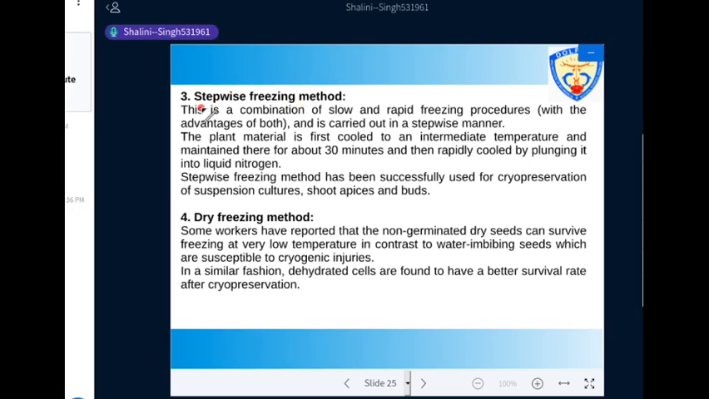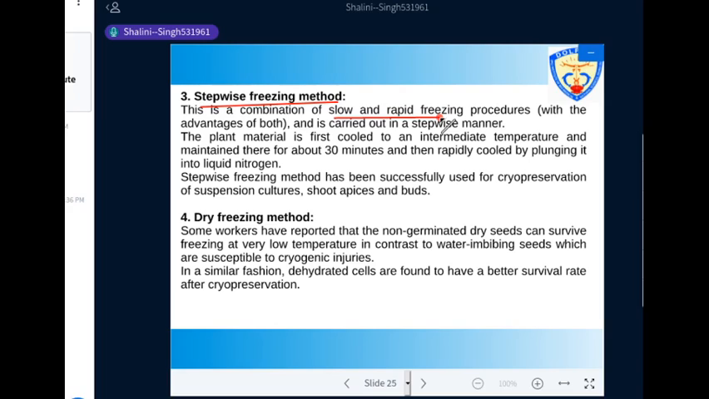Number three, stepwise freezing method. This is a combination of slow and rapid freezing procedures with the advantages of both and is carried out in a stepwise manner. The plant material is first cooled to an intermediate temperature and maintained there for about 30 minutes and then rapidly cooled by plunging it into liquid nitrogen. Stepwise freezing method has been successfully used for cryopreservation of suspension cultures, shoot apices, and buds.